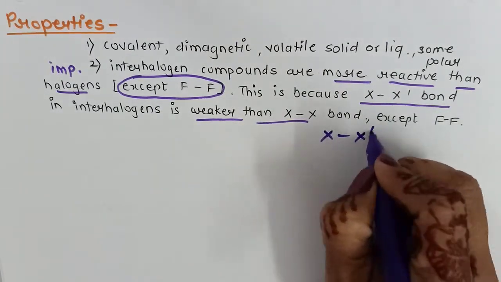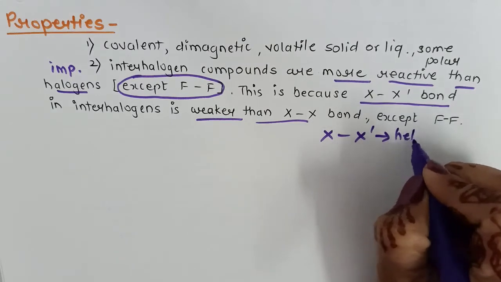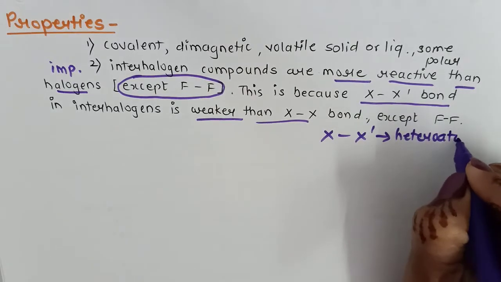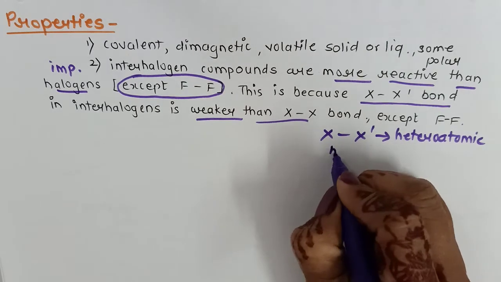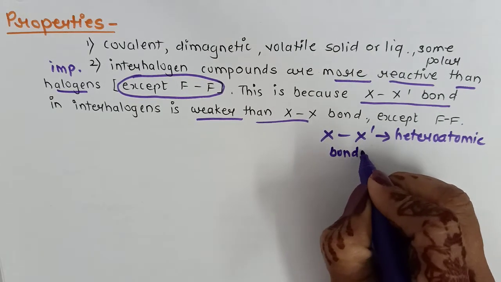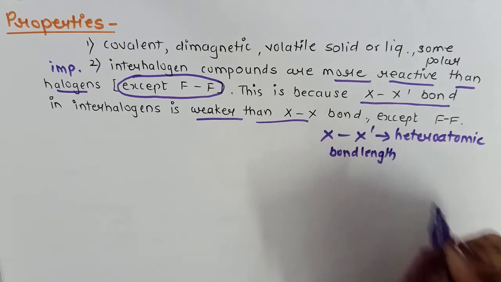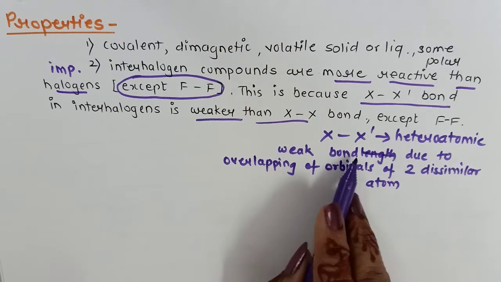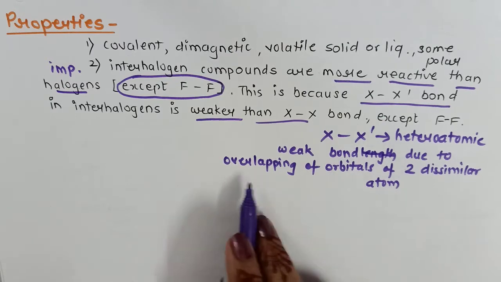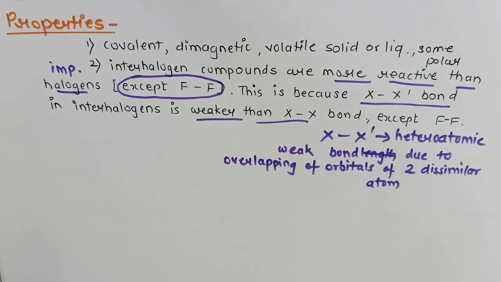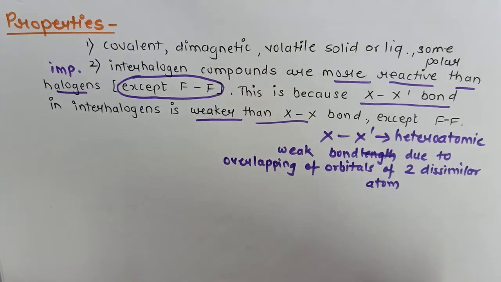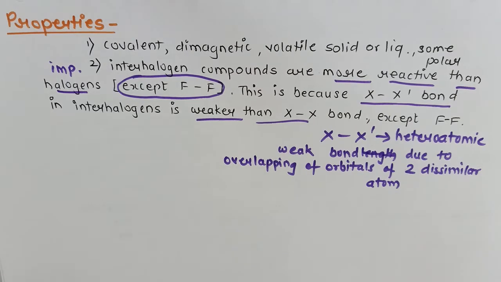Actually XX' is heteroatomic, and therefore it will affect the bond length. The bond will be weaker. And this weak bonding is due to the fact that, since it's a heteroatomic molecule, the overlapping of orbitals takes place between dissimilar atoms, and that is a diffused one. So overlapping becomes less effective and the bond can be broken very easily.